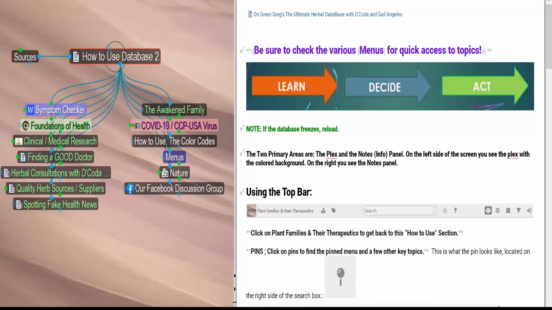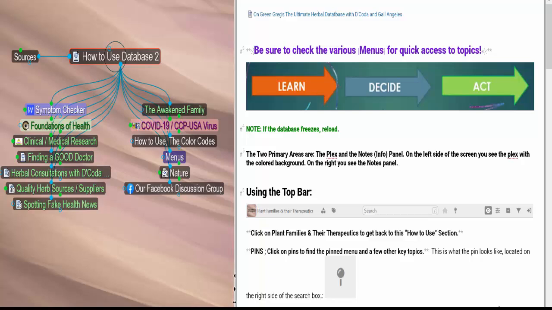Today we're going to have a recap of our third class, but since we have some new roundtable members who are really just getting started with the database, I figured I'd take a minute to show you how to quickly get into the section on the gut immune axis.